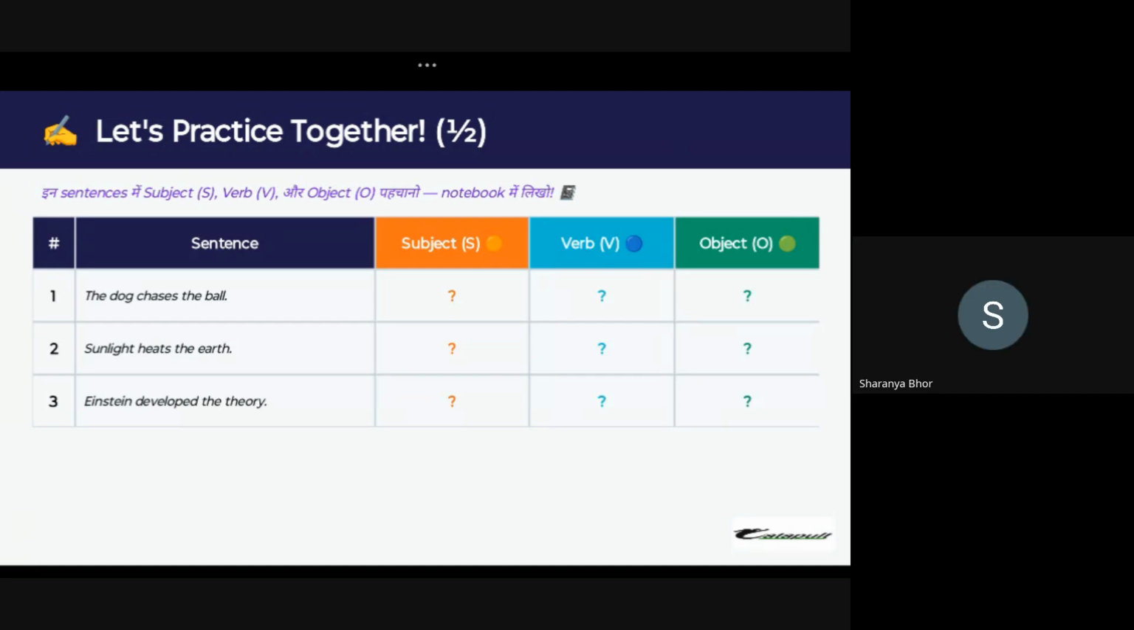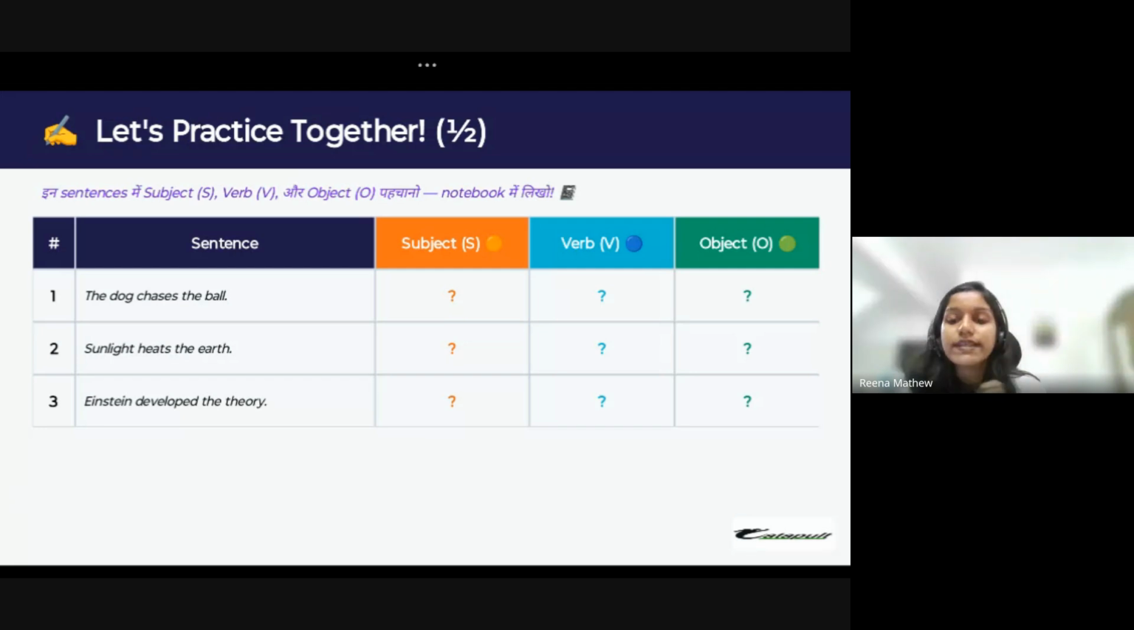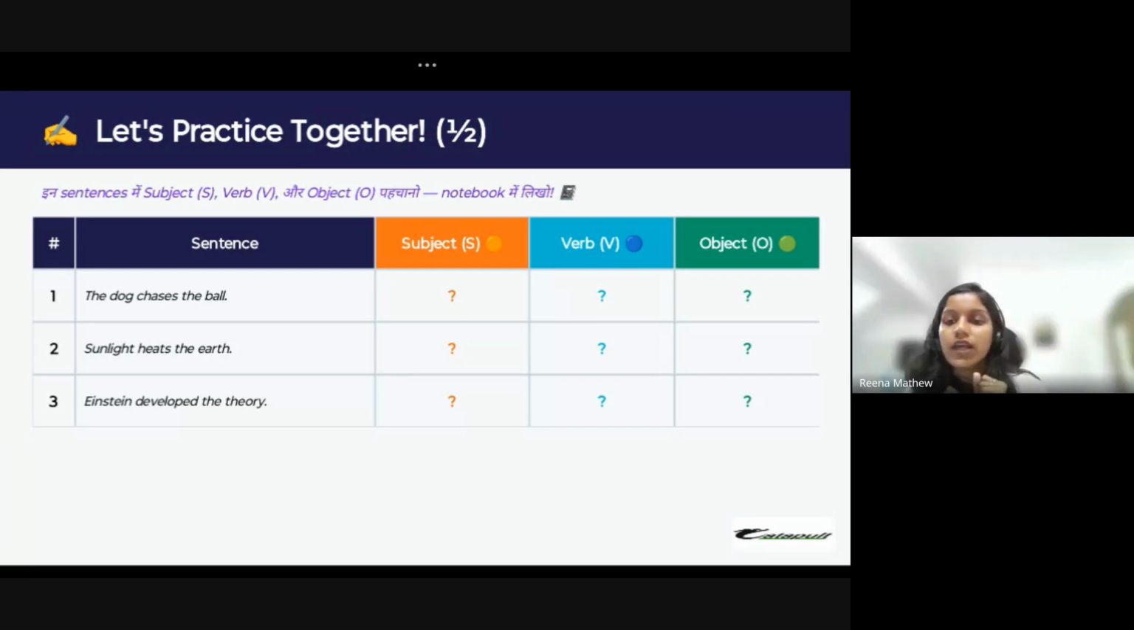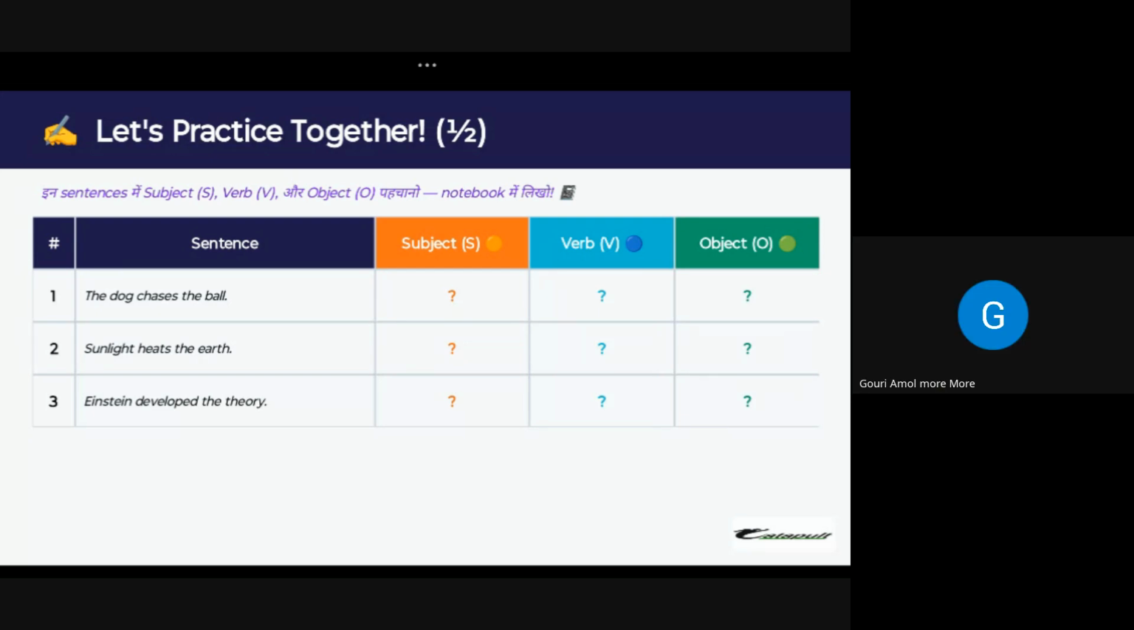The dog is the subject. Object is the ball. Subject is the dog and object is the ball. Great. We'll move to the next question. Sunlight heats the earth.